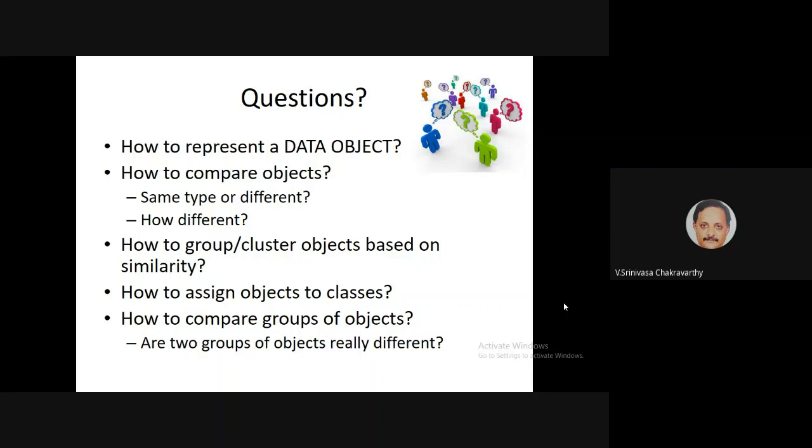Then how do you assign objects to classes? So for example, if you have a bunch of data, some clinical parameters that you measured from a patient, can you say whether the patient has disease or not? That is, can you put the data object into class A, which is disease, or class B, which is no disease, which is what we are doing every day these days. When you take a COVID test, that is exactly what you're doing. You're taking some data and classifying it into either class A or class B. And then how do you compare groups of objects, etc.